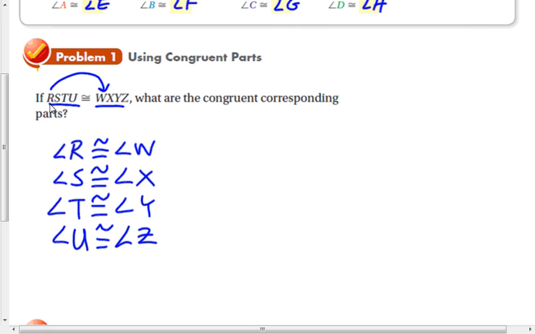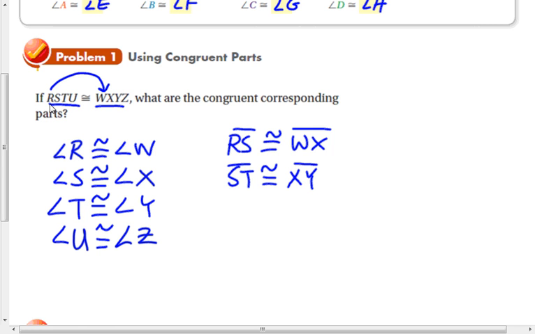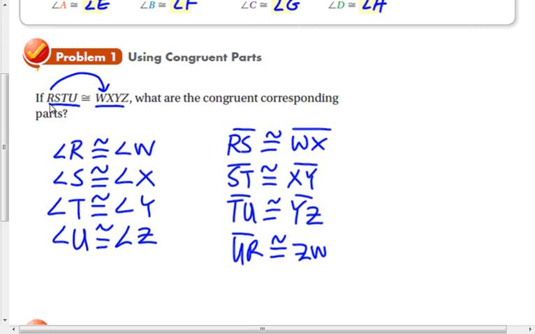Likewise, the segments should be in the same order also. So segment RS is congruent to segment WX. Segment ST is congruent to segment XY. Segment TU is congruent to segment YZ. And the last one, segment UR, is congruent to segment ZW. All right, I'll let you try that.